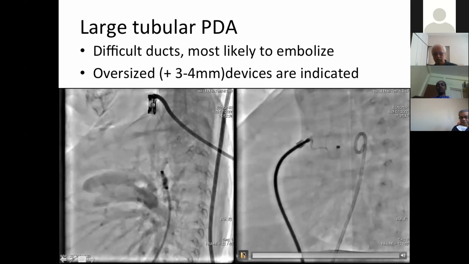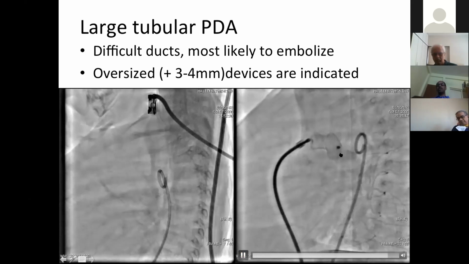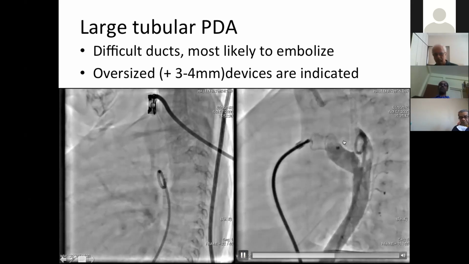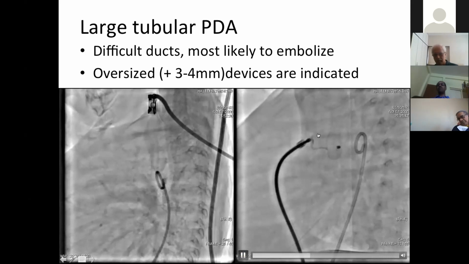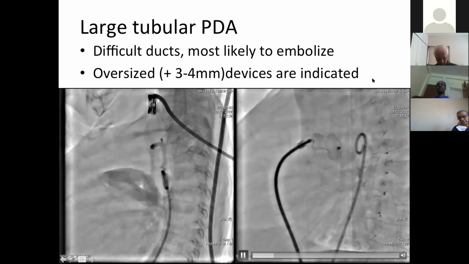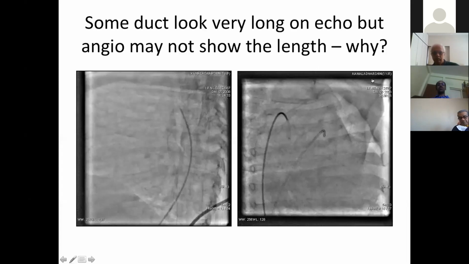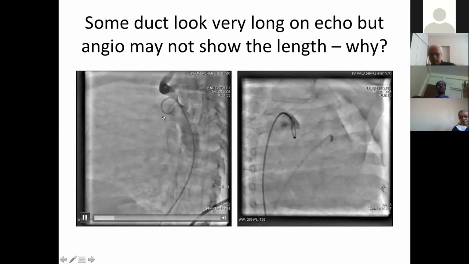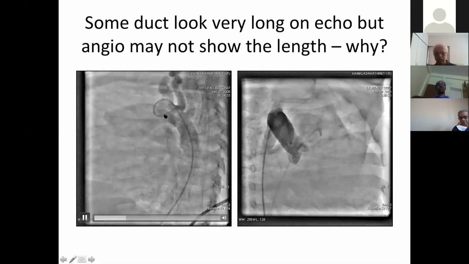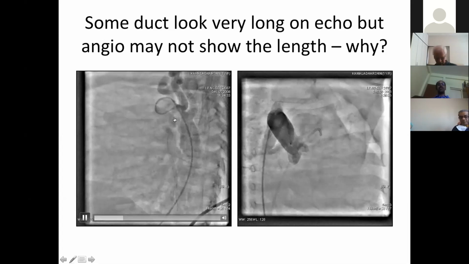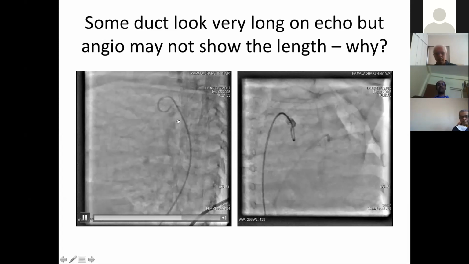So one of the problems about the positioning is the device often tends to go into bizarre shapes and very unstable positions, and we may have to take a decision about what level of an unstable position you will accept or whether you need to retrieve the device. Some ducts do not look long, I already mentioned. This is a duct on lateral view that does not look long. It actually on echocardiogram looked a very long tubular PDA, extremely long tubular PDA. But here it looks like a regular tubular PDA. So if that is the case, the PDA can be closed. The length of the PDA is not very long.